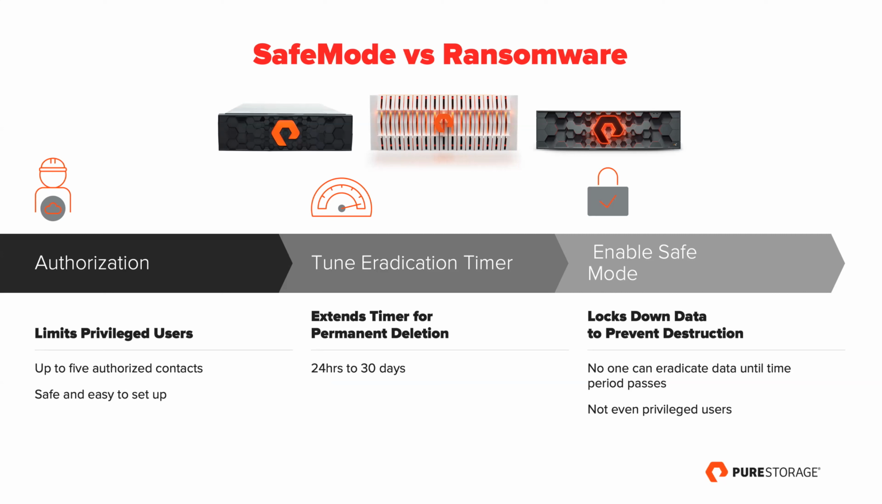The immutable snapshot stays on the array for as long as 30 days and a minimum time of 24 hours. It cannot be eradicated. Even if somebody jeopardizes access to the array, they will not be able to remove the data.